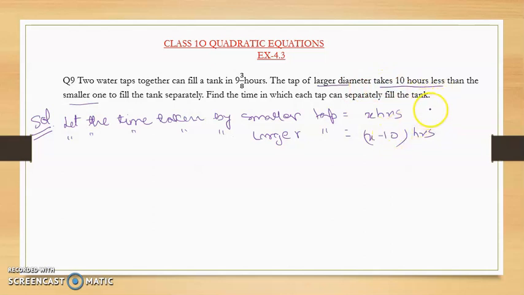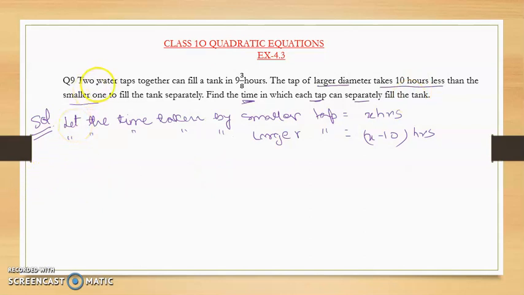Are you following these two? Because we are assuming from our side, because you have to find the time in which each tap can separately fill the tank. So let the time taken by the smaller tap be x hours. Let the time taken by the larger tap be x minus 10. Why we are taking x minus 10 is clear to you students? Okay.